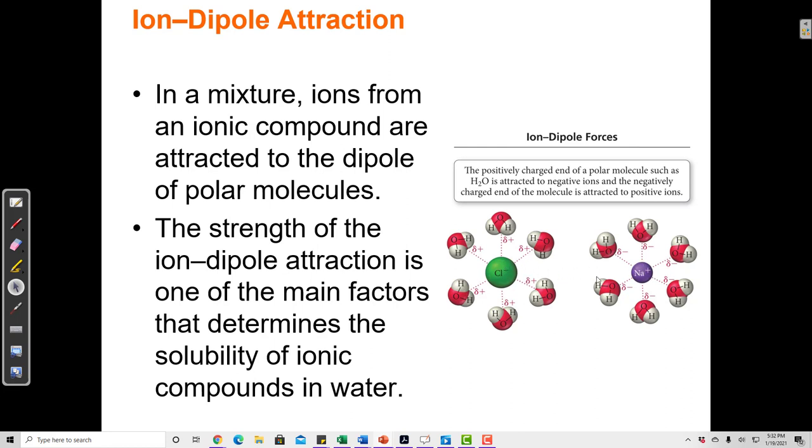Here's ionic bonding right here, right? So an ion-dipole force is when I have an ion and it's interacting with the dipole of another molecule. Water is not ionic. Water is polar. It's polar covalent. So water cannot form an ionic bond with an ion. But water can form a bond with an ion, and that's how water dissolves salt.